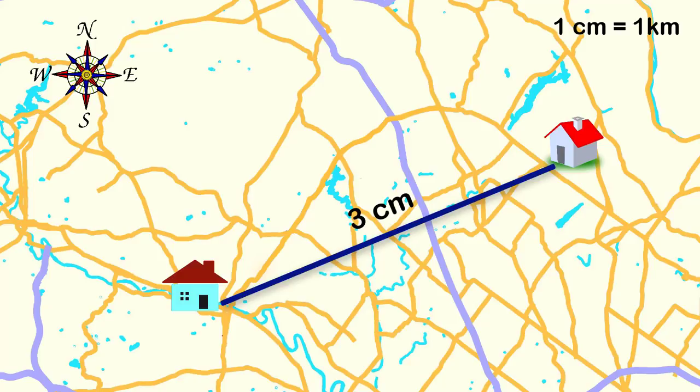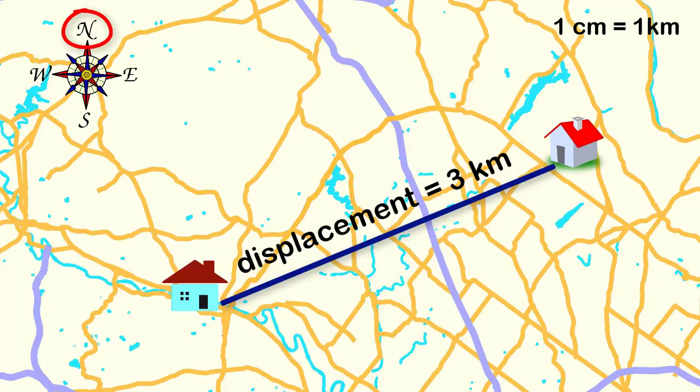Let's see what is the scale of the map. Here it says 1 centimeter equals 1 kilometer. So 3 centimeters is 3 kilometers. So the displacement from your house to your cousin's house is 3 kilometers. Displacement is a vector quantity, so we can give it a direction. Here's the north of the map. So what is our displacement? It's going to be 3 kilometers in the northeast direction.